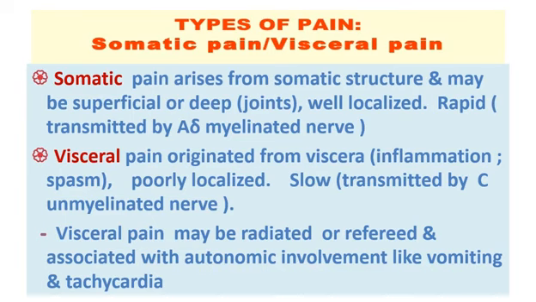Visceral pain may be radiated or referred, which means the exact location of the injured tissue will not be confirmed. So the patient might feel the pain in an area while the exact inflamed tissue is in a different or adjacent area. And usually it's associated with the involvement of the autonomic nervous system, like the excitation of vomiting or tachycardia.